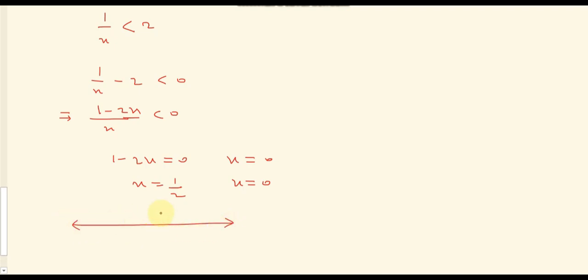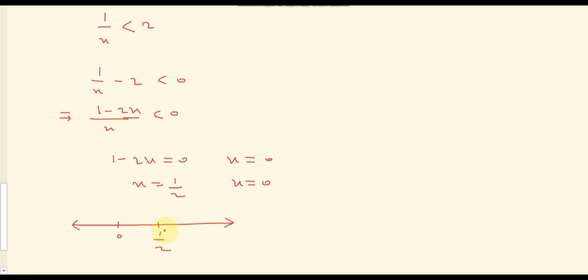We have 0 less than 1 by 2. So first we will have 0, then we will have 1 by 2. So this entire number line gets divided into 3 intervals. First interval is numbers greater than 1 by 2. Second interval is numbers from 0 to 1 by 2, and third interval is numbers less than 0. So these are the values of x. Let's see the sign scheme of this 1 minus 2x by x.